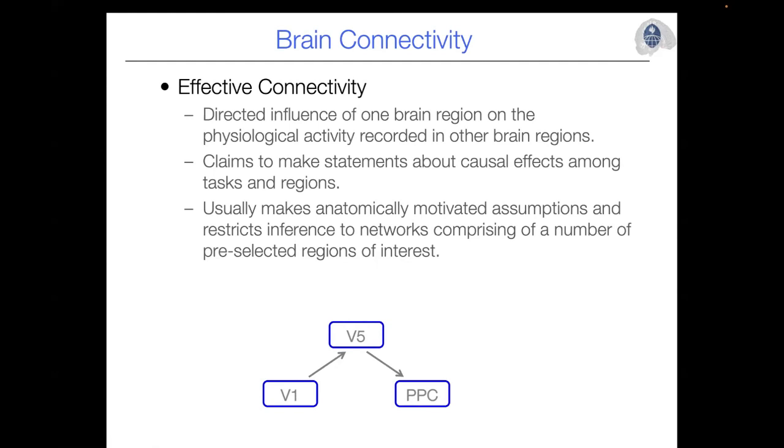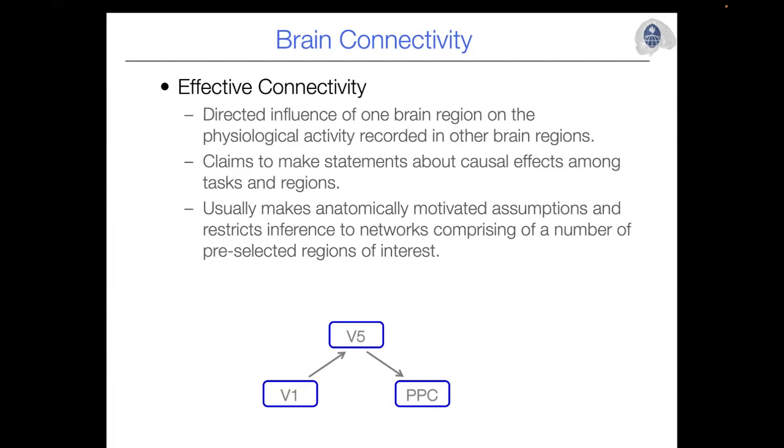In general, I don't think neuroscientists have completely understood causal inference. So sometimes the boundary between effective connectivity and functional connectivity is very blurred, and very rarely are we able to really get at causal effects. But I just want to mention this for completeness.